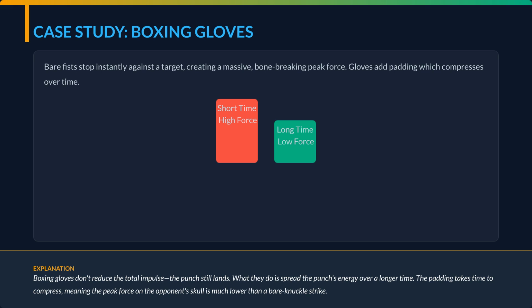Boxing gloves are a final case study. Bare fists create high peak force over a short time. Gloves add padding to compress over a longer time, resulting in a lower peak force, reducing the opponent's injury severity.